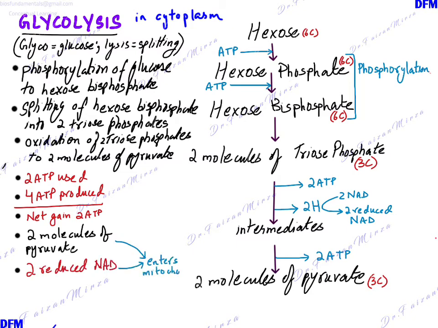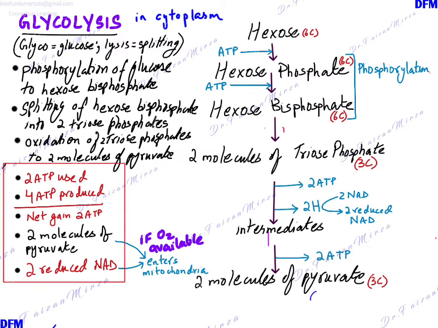All these compounds are in the cytoplasm yet, but if oxygen is available, they will enter the mitochondrial matrix. So 2 molecules of pyruvate and 2 reduced NAD will both go into the matrix of mitochondria upon availability of oxygen. All this series of reactions was occurring in the cytoplasm only. These reduced NAD initially were in the cytoplasm, but upon oxygen availability, they will go into the mitochondria. I hope that makes sense.